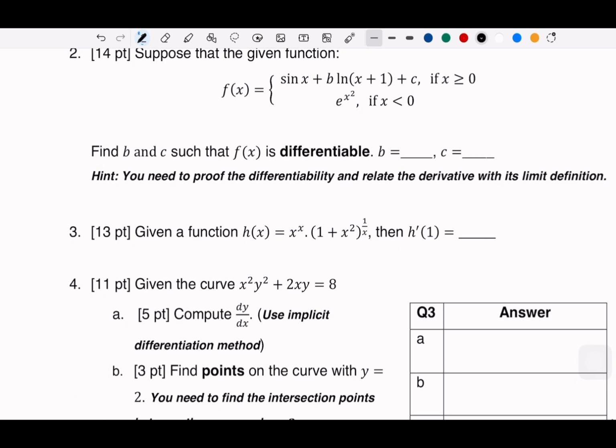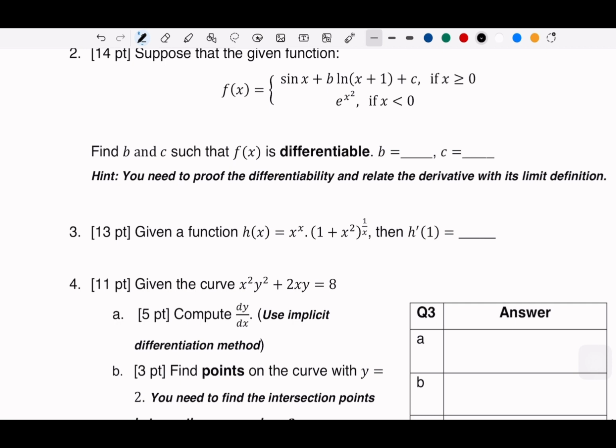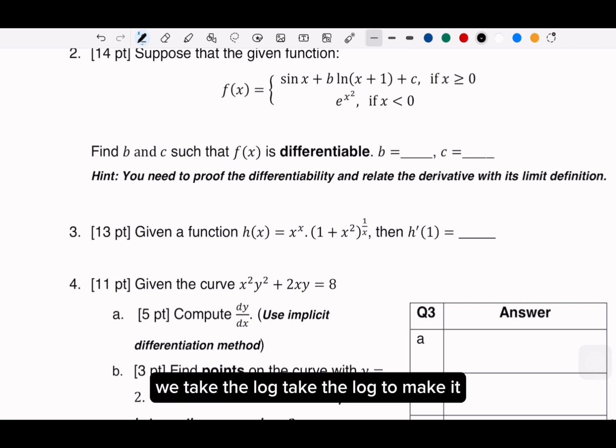So every time you have this power with another function, you have a function, and then we have another function like that, we take the log to make the power go down. Okay.